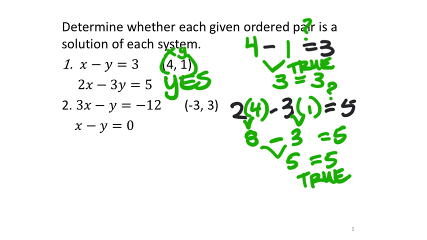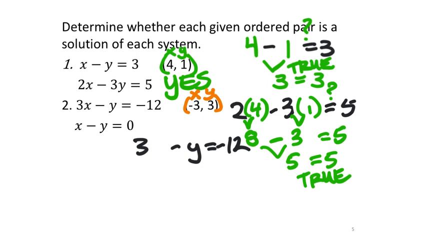Now number 2, it gives us a different ordered pair. And I'll put this one in orange. Again, the x we can see is -3, and the y value is 3. So I need to test both equations, or at least one, to see if it's true or false. Again, I'm going to start with that first equation. It doesn't really matter which one you start with. But if I found that this equation was false, I wouldn't need to test the second one, because it needs to be true for both in order for it to be a solution to the system.